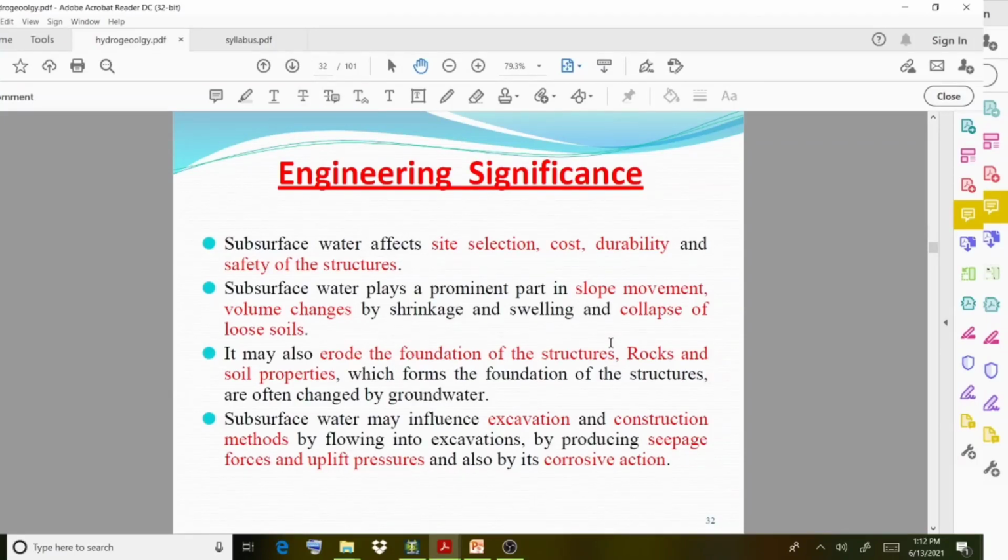Secondly, it plays an important role in slope movement, volume changes by shrinkage, swelling and collapse of loose soils. The second property is that the subsurface water plays another important role in slope movement.